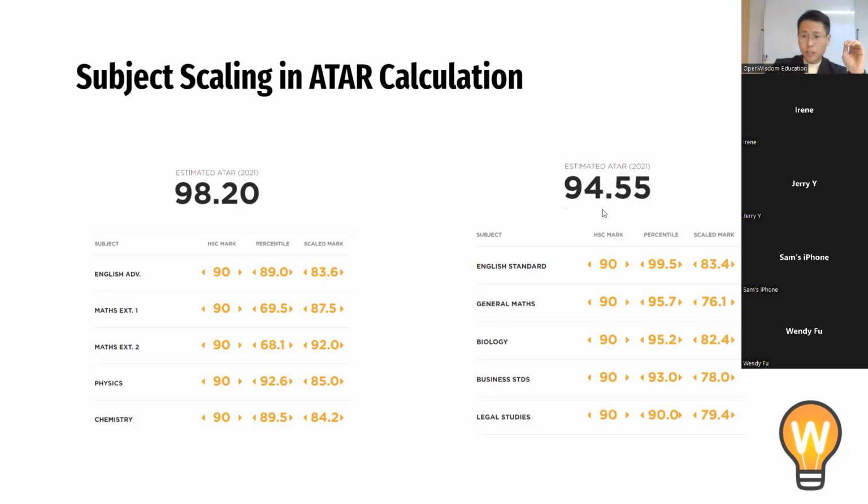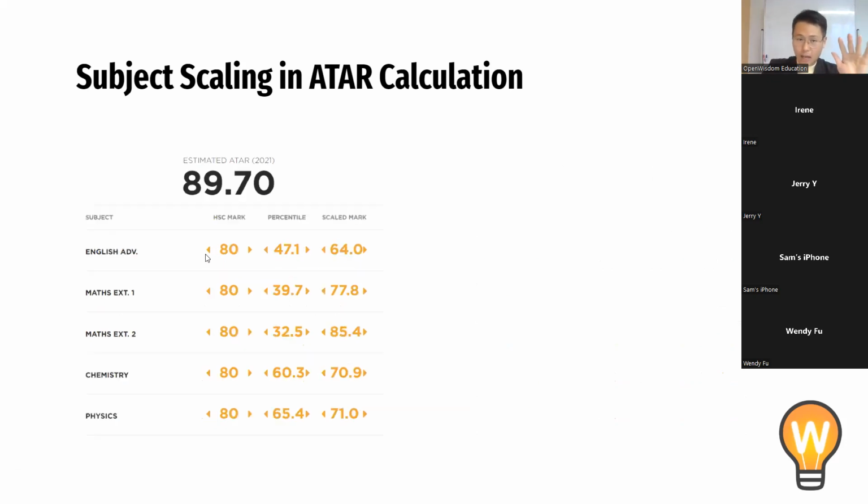Now, do you think it's easy for a student to get a mark of 90 for all subjects? The answer is that it's going to be quite difficult. So on average, if we pick a student who gets only 80 across all the subjects, and who picked the high scaling subjects, which are the more difficult subjects, hypothetically achieving 80 across every single subject, this student would get an ATAR of around 89.7. So that's quite a big drop from 98 to 89 if the student only gets 80 across every single subject.